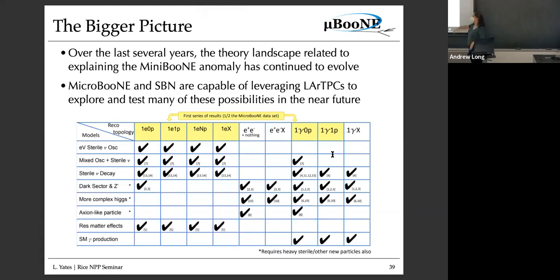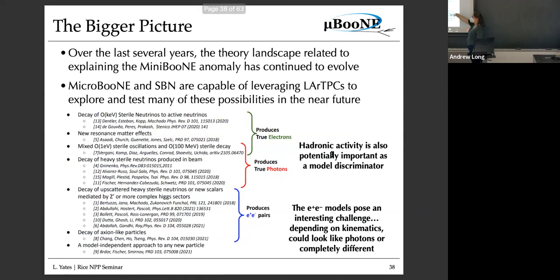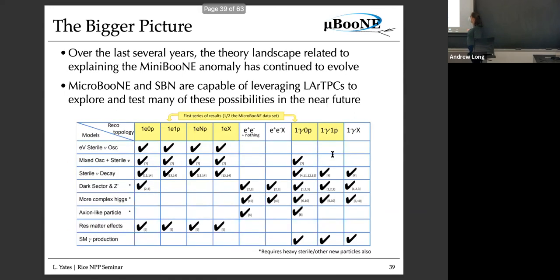Yes, the eV scale steriles is the long standing explanation for LSND and MiniBooNE, and there's probably a gajillion. The numbers map onto these numbers. Oh, okay, no. We wish we had studied all of these and published all of that. Talk to me in 5 years. Okay.